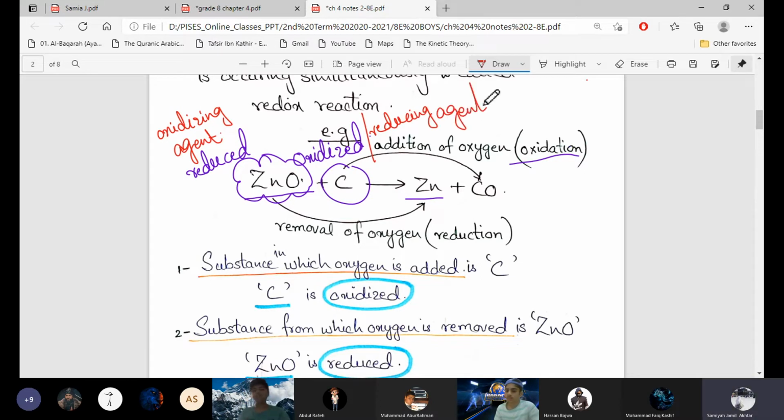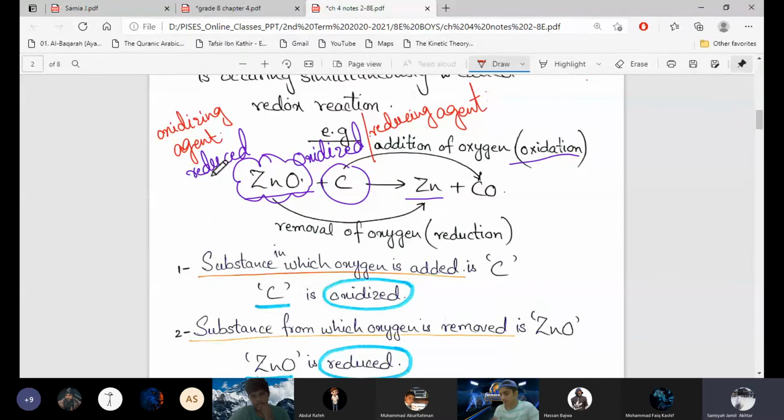Okay, but what's the reason? Why is zinc oxide an oxidizing agent? Because it is losing oxygen. Ma'am, it gives its oxygen to another element. Yeah, okay, this is the reason that zinc is losing its oxygen.